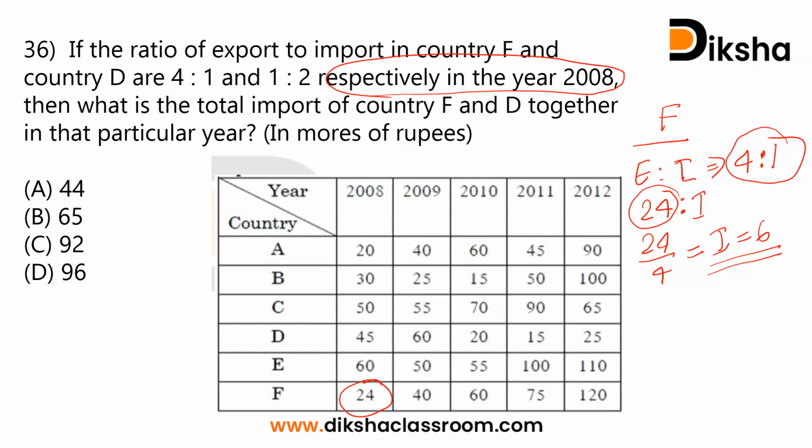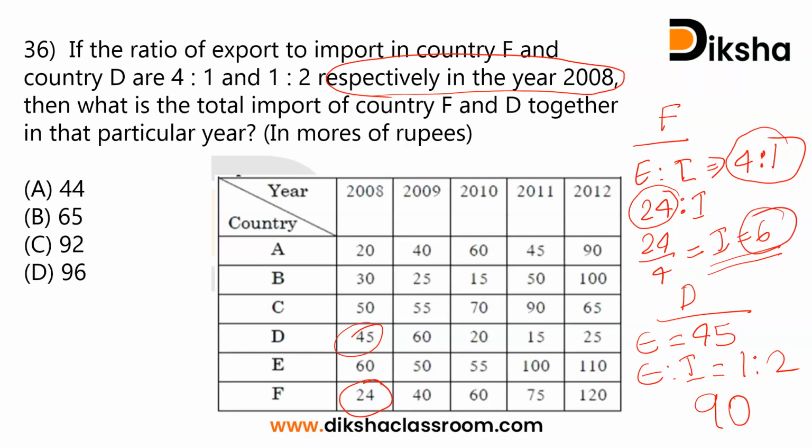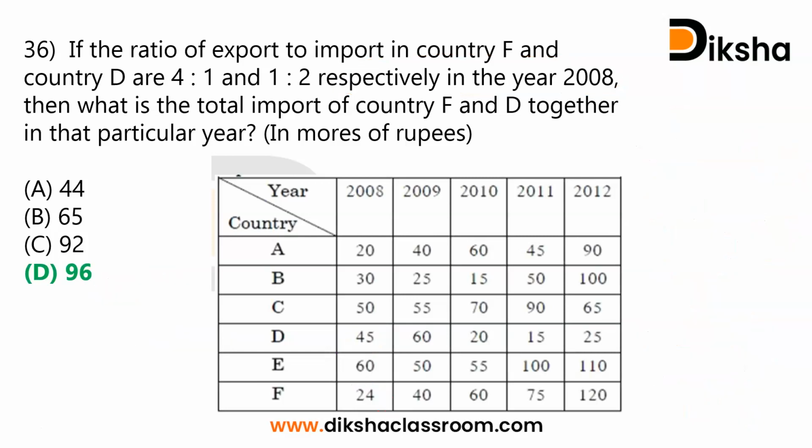Next we have to find the import of company D. For D, we have export as 45. The ratio of export to import is given as 1:2. That means if export is 1, then import is 2. Here export is 45, so import will be double that of 45. So import of company D in the year will be 45 into 2, 90. So we get the import of company F is 6, import of company D is 90. So the value will be 90 plus 6. You get it as 96. Answer D will be the correct answer, 96. So that's the first question, an easy one.